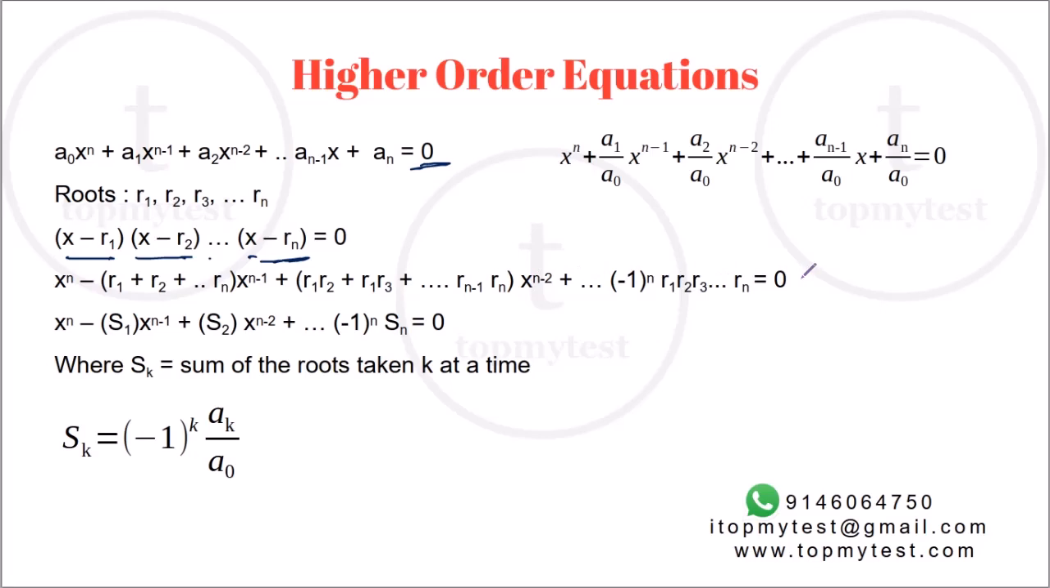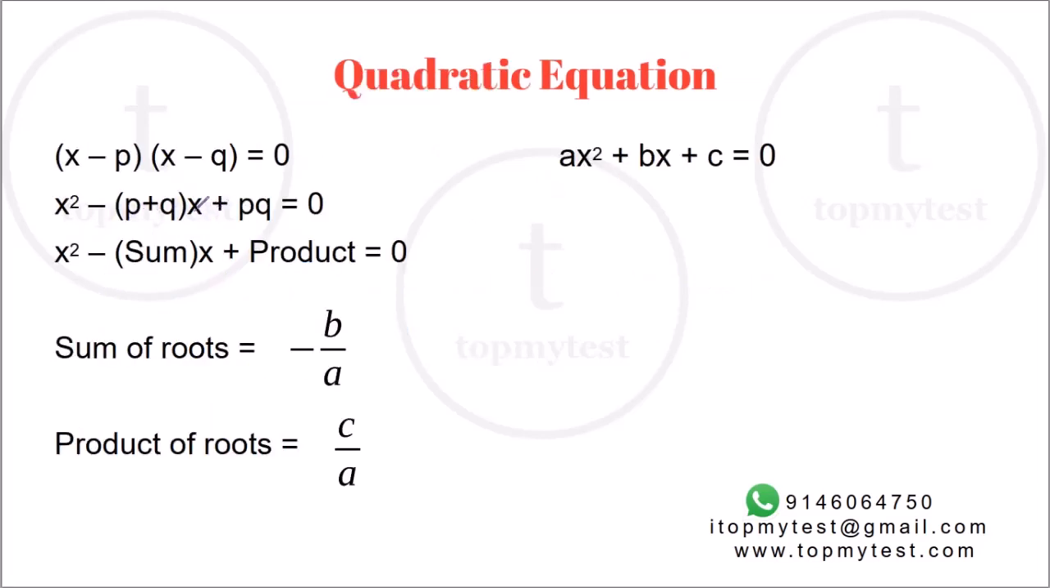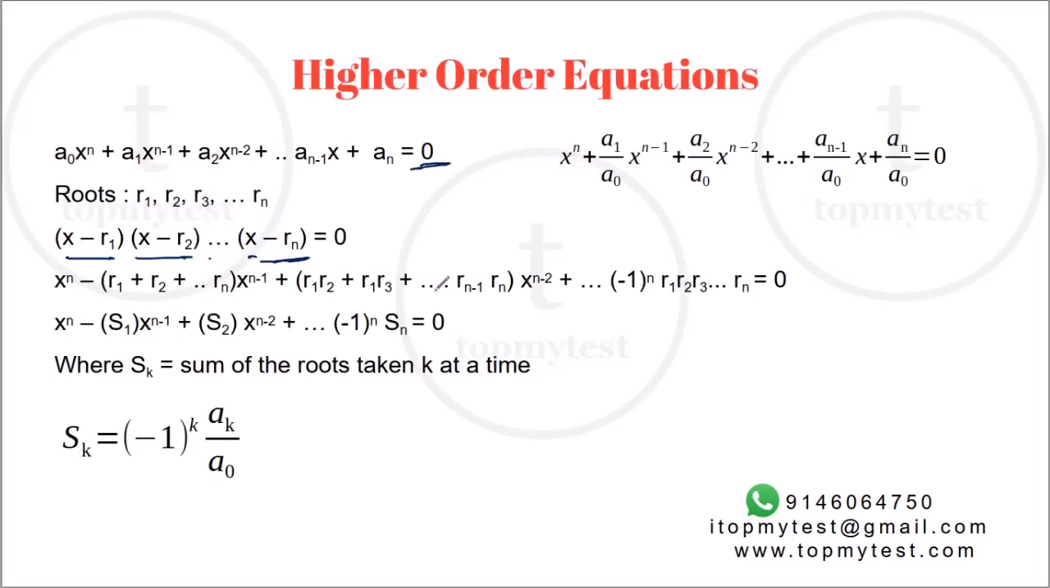If I were to manipulate this, you will get a scenario just as we got for a quadratic equation. The coefficient of x to the n minus 1 will be the sum of roots, the coefficient of x to the n minus 2 will be the sum taken 2 at a time, and so on. So if we compare this expression with the expression that we got after rewriting the original expression, we can find the sum of the roots taken k at a time. The sum of the roots taken k at a time will be minus 1 to the power k into ak divided by a0 when it's represented in this order.